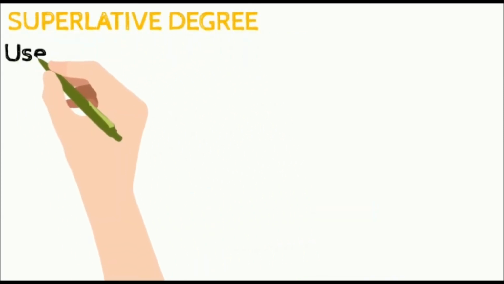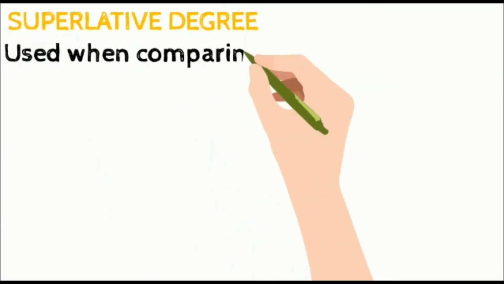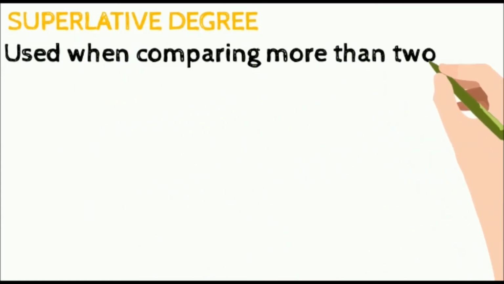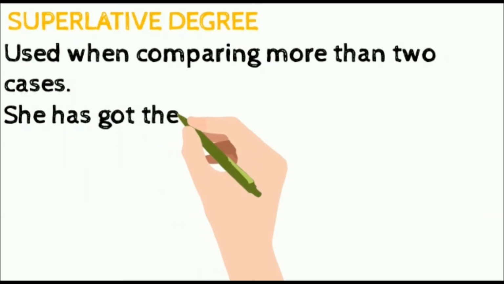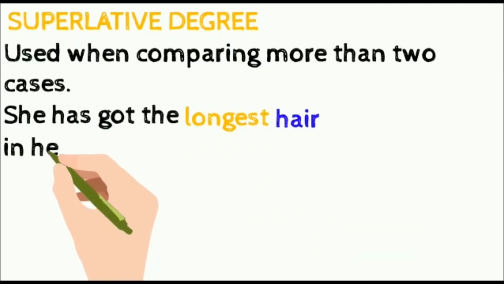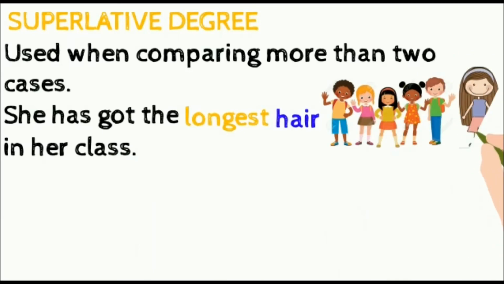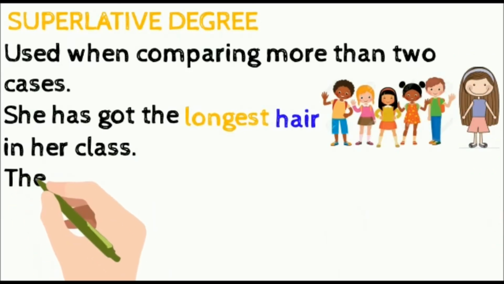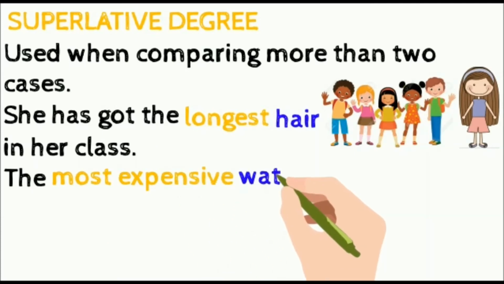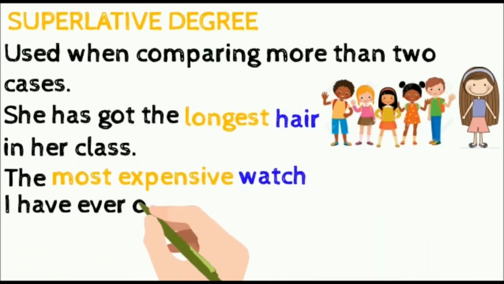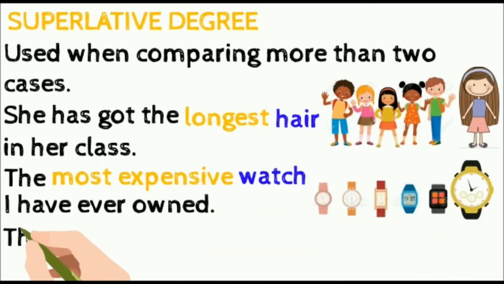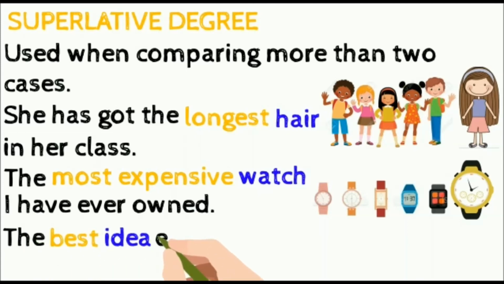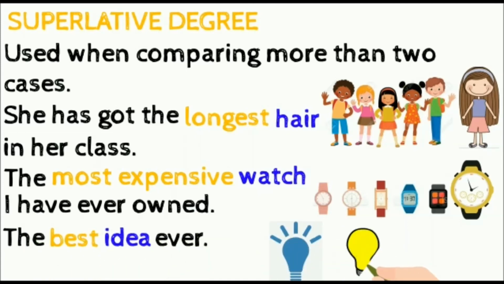Now we move on to the superlative degree. This is used when we are comparing more than two cases. She has got the longest hair in her class. Here we are comparing the hair of the girl to the rest of the students in her class. And therefore longest, with the ending est, is the superlative degree of the adjective long. The most expensive watch I have ever owned. I'm comparing my watch with my previous older watches, and therefore we use the superlative degree most expensive. The best idea ever. Here again best is the superlative degree used to describe the noun idea.